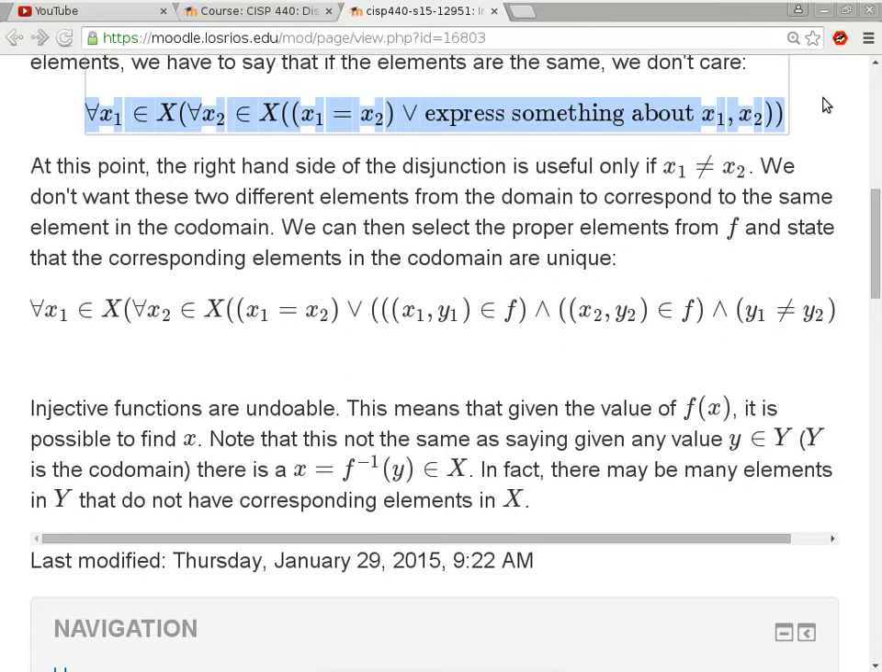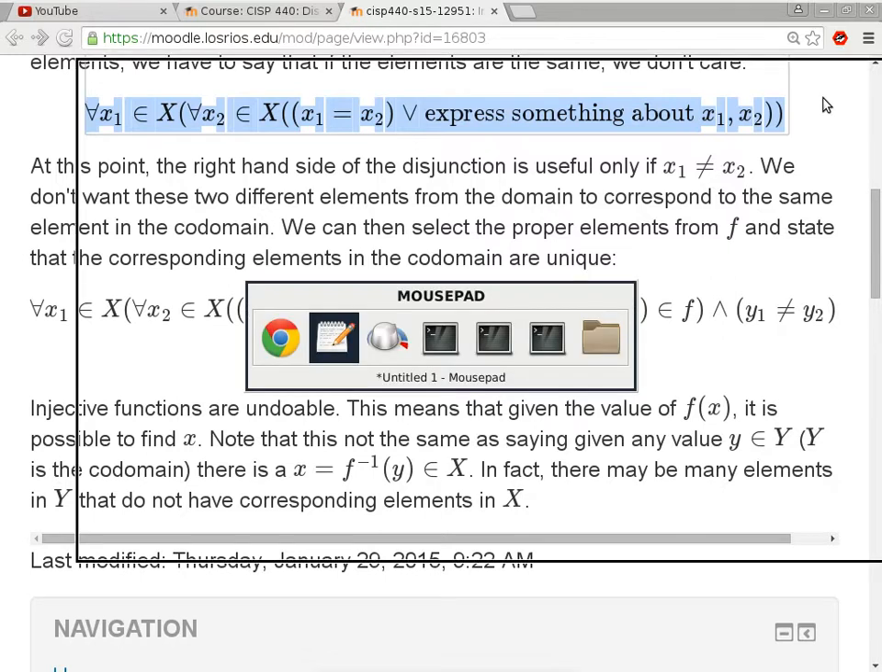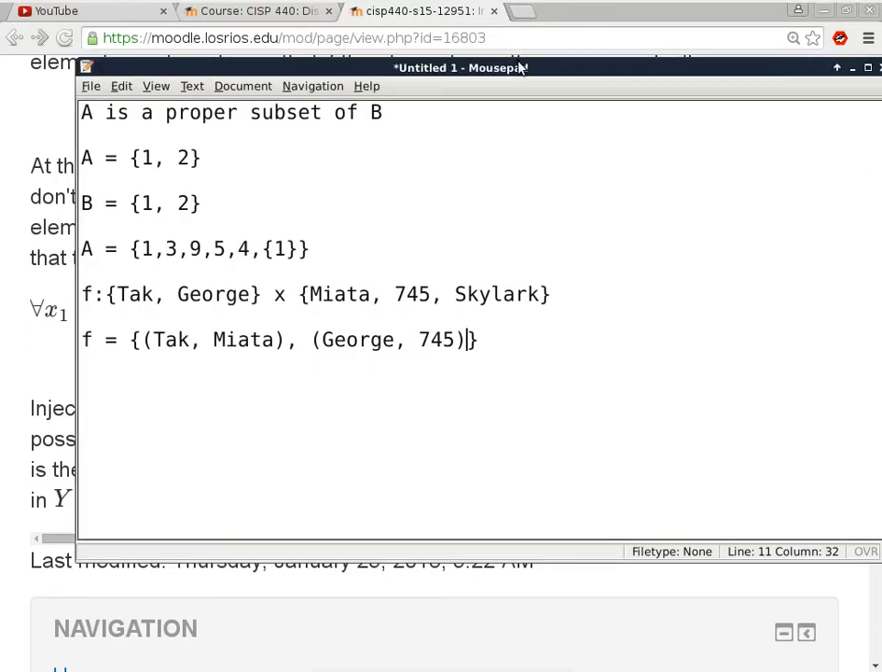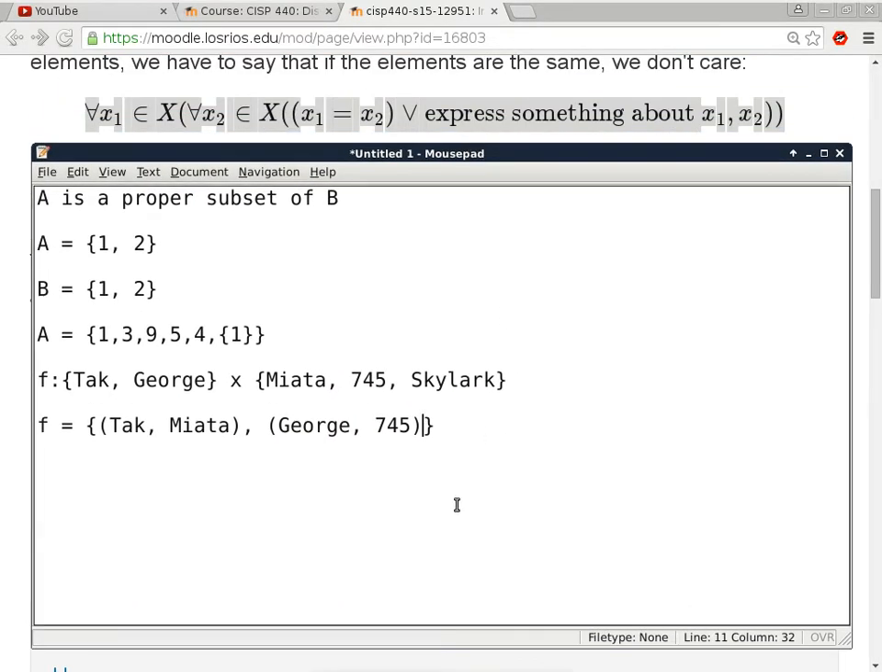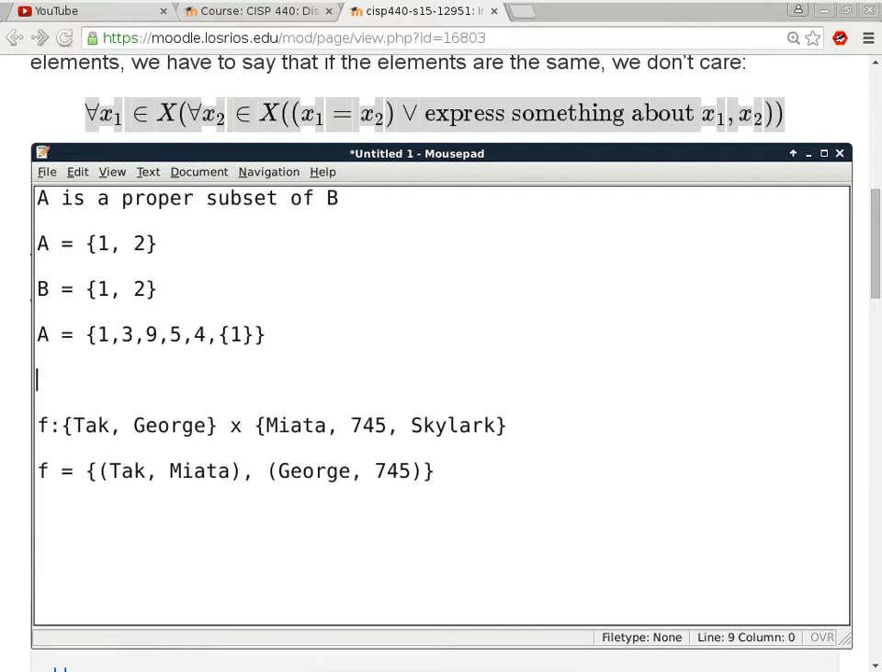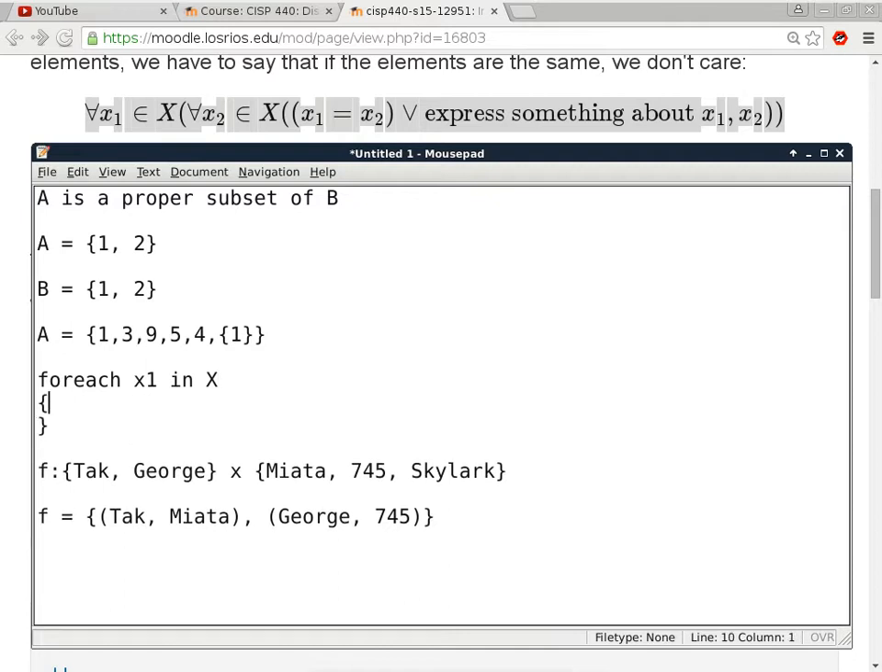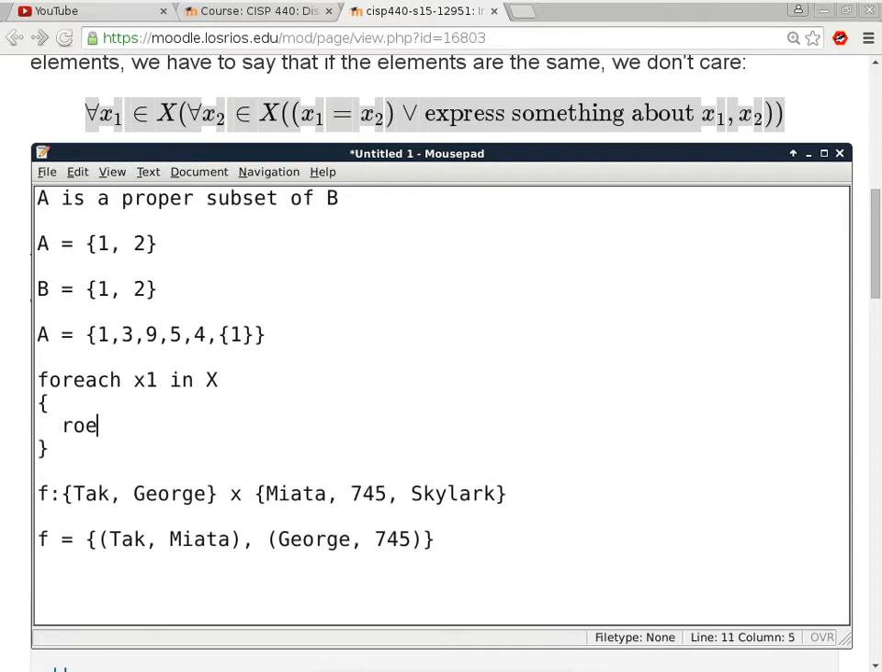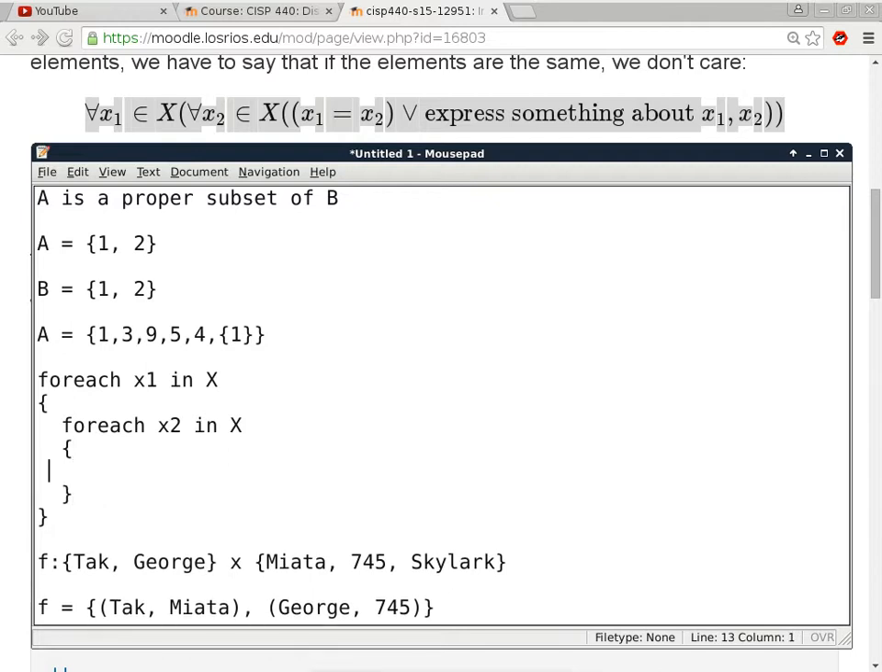Let me go back to my mouse pad. So I think doing this may be a little bit dangerous because some people may misunderstand this as a programming concept, but you can think of it like this. You can say for each x1 in x as a loop, and then inside this loop you have another loop that says for each x2 in x, and inside here is something that has to be true, considering x1 and x2.